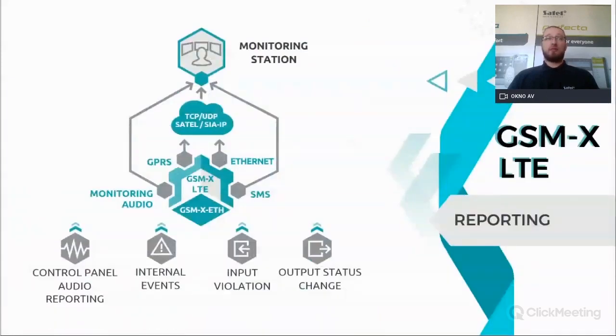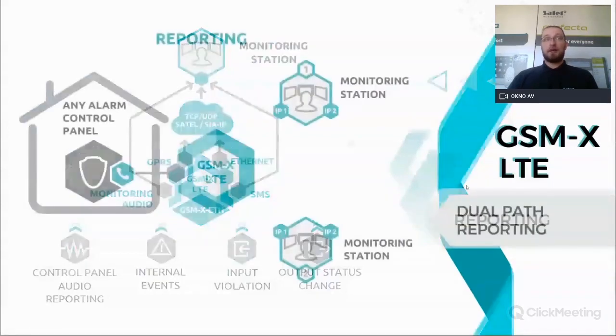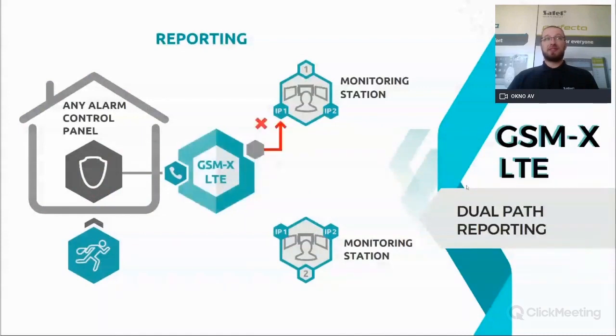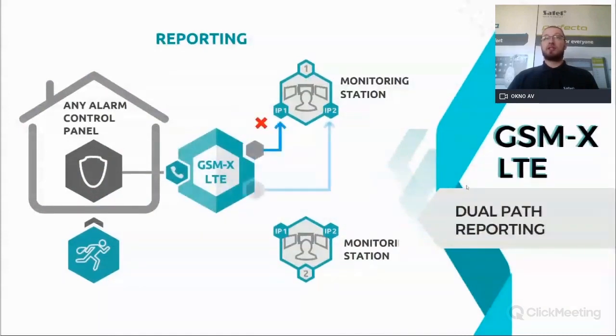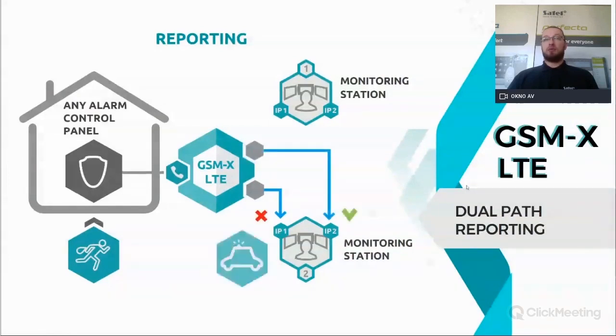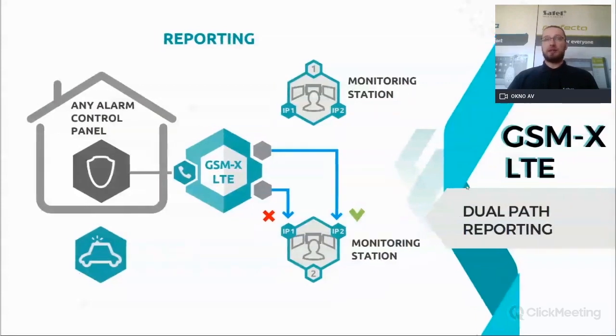And of course, for the monitoring station, you have many different types of communication. So you can use GPRS, audio communication, Ethernet, and SMS to send this information to your monitoring station about the information that is taken from security system, so you are able to take them from any kind of internal events, but also as zone violation and output status change. So dual path reporting. If something happens on site, the panel sends information to GSM-X and tries to send this information to different monitoring station until it's able to connect and send this information to monitoring station for them to react.